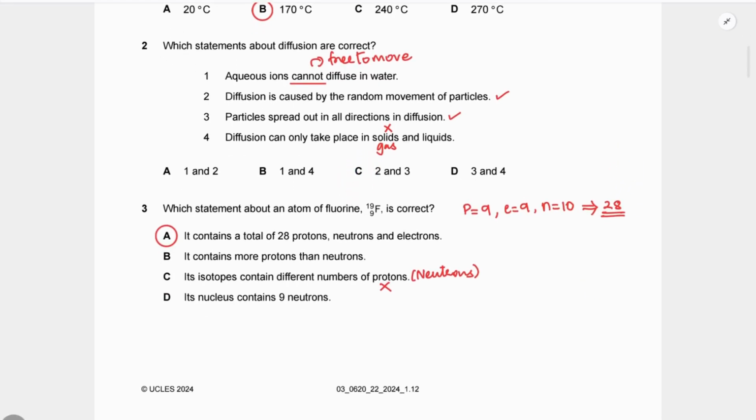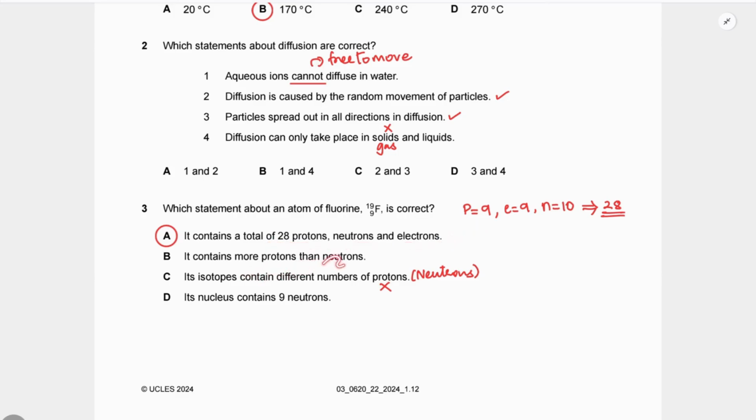Question 3. Which statement about an atom of fluorine, 19F9, is correct? We must know that 9 indicates its atomic number. Atomic number is equal to the number of protons, which equals the number of electrons. So if P is 9, automatically E will be 9. To find the neutron number, we have the mass number here, which I subtract from the atomic number. So 19 minus 9 gives 10, which is the neutron number. Once I calculate 9 plus 10 plus 9, that gives me 28. It contains a total of 28 protons, neutrons and electrons, which is correct.